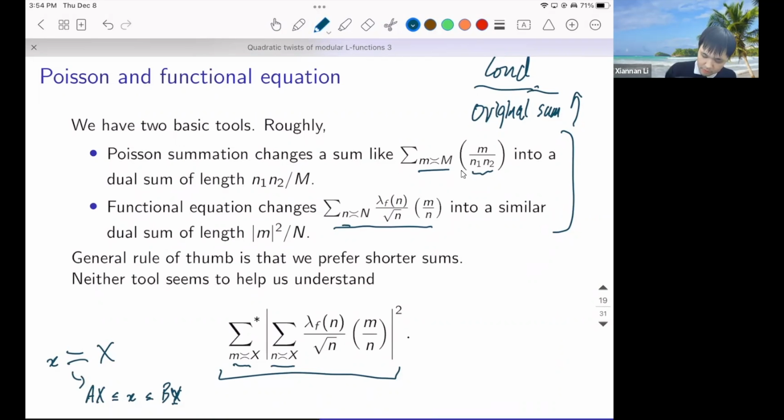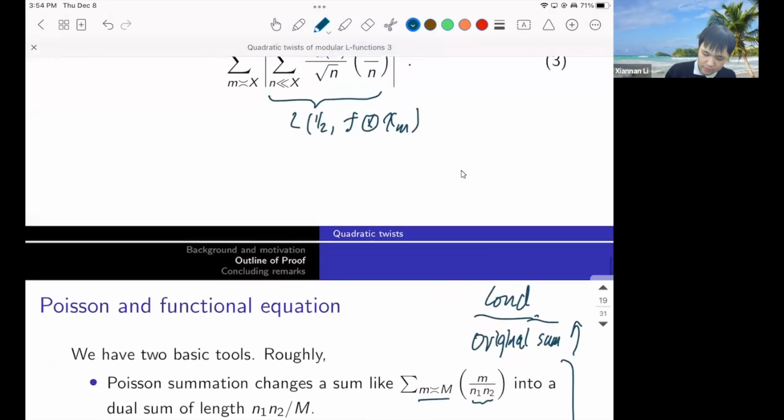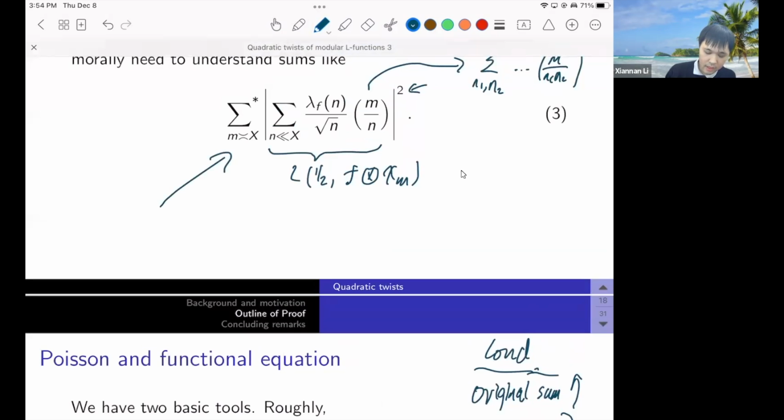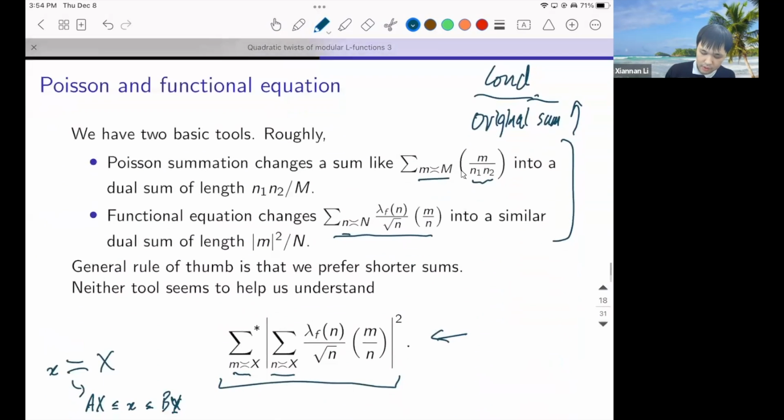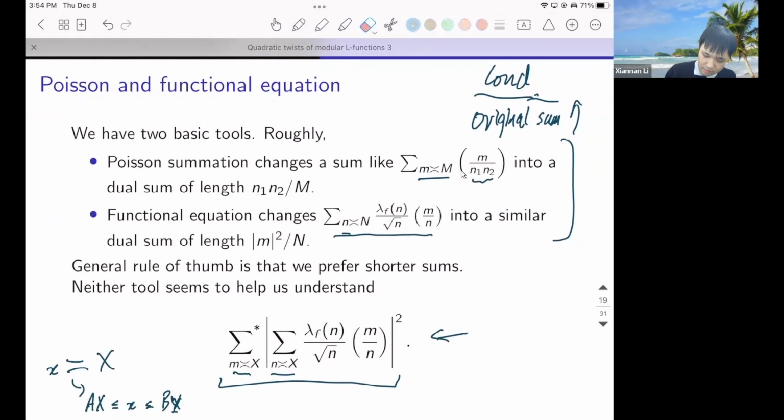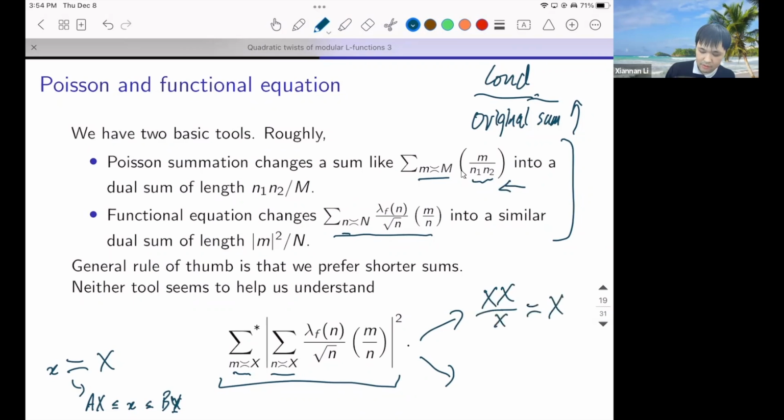And this type of sum right here is basically part of the sum that we need to understand, right? Here, m is around size x, n goes up to x. All that's happening is m is around size x, n is around size x. The reason why neither tool seems to help us understand this type of sum is because if you believe what I say up here, Poisson summation leads to a dual sum of length x over x, so that's still x.